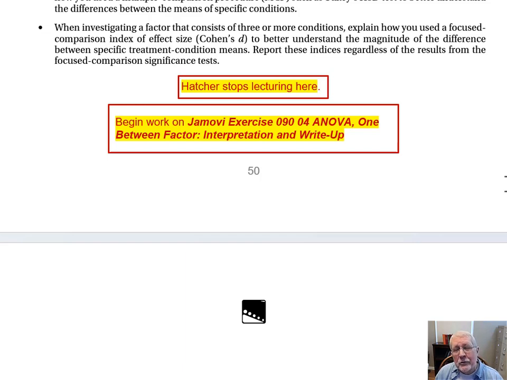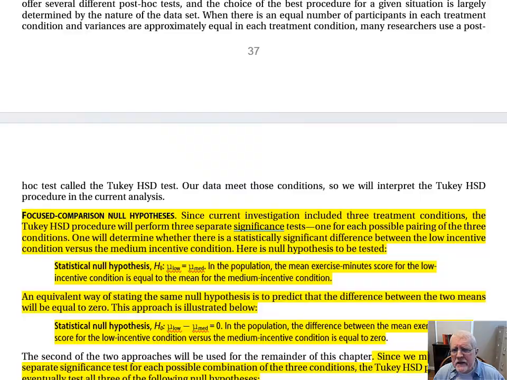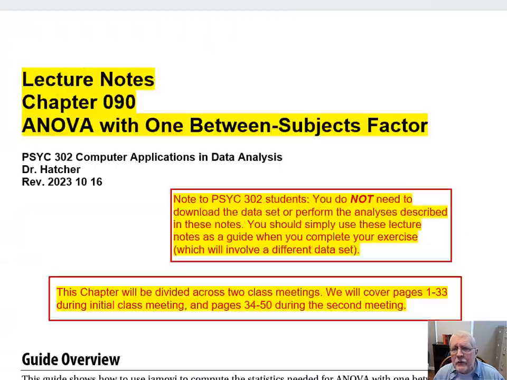You know how to request the analysis. In this exercise, you're going to learn how to make sense of your results and how to write up those results. And what chapter is it that we have been looking at for the past 45 minutes or so? It was Lecture Notes, Chapter 090, ANOVA with one between subjects factor.